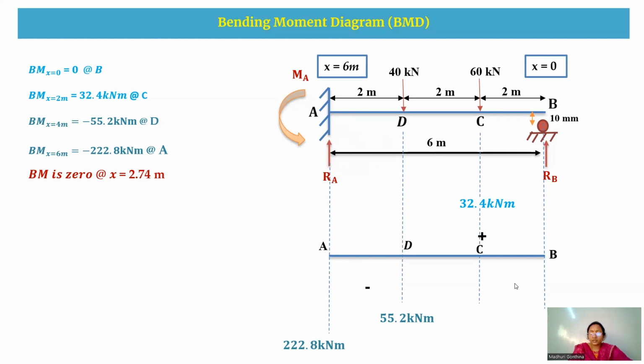Now I'm just joining all these things. B to C positive, and C to D it is negative, and again D to A it is negative. So this is the bending moment diagram, and the bending moment is 0 at X equal to 2.74 meter. So this is the final bending moment diagram representing all the bending moment values as well as where you are getting the bending moment as 0.